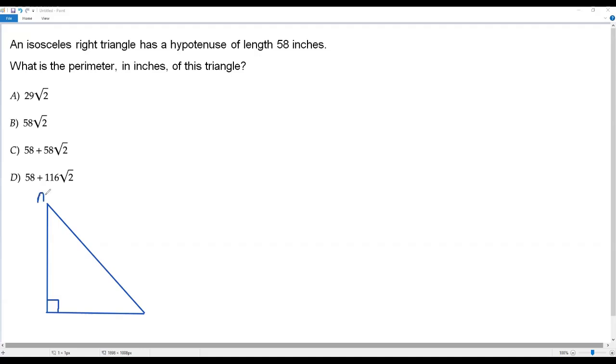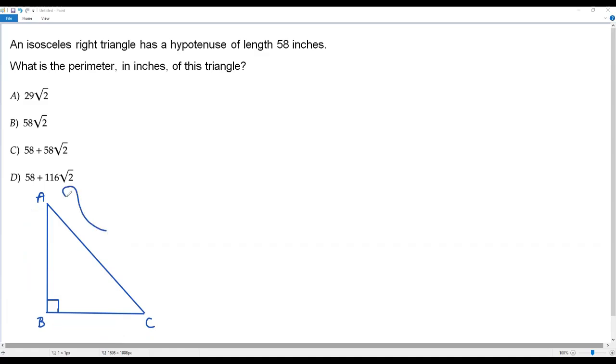So let me name the vertices. This is A, this is B, this is C. So AC is the side which is opposite to the right angle. So AC is the hypotenuse, and the hypotenuse is also the longest side of the triangle. So if it is an isosceles right triangle, then AC is the longer side and the remaining two sides AB and BC must be equal in length. So only the triangle ABC I have drawn can be an isosceles right triangle.